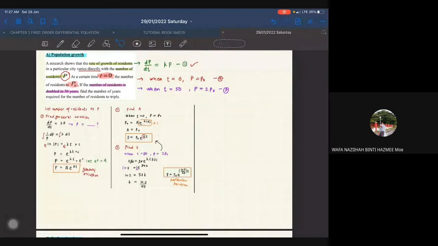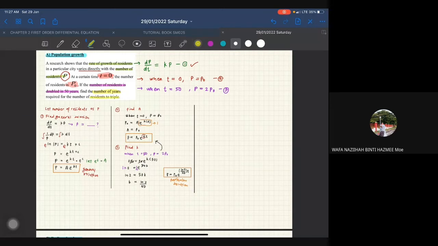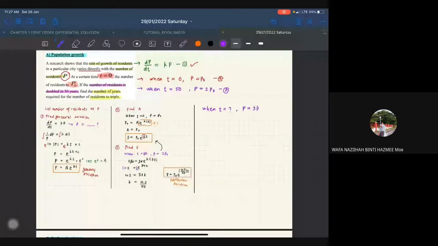Okay, so baca soalan betul-betul. Highlight warna kuning. Soalan cakap, find the number of years required for the number of residents to be triple. Maksudnya, dia nak kita cari when T equal to apa, tahun ke berapa, number of residents kita P akan jadi 3 of the initial number. Okay, so macam ni kita nak cari.